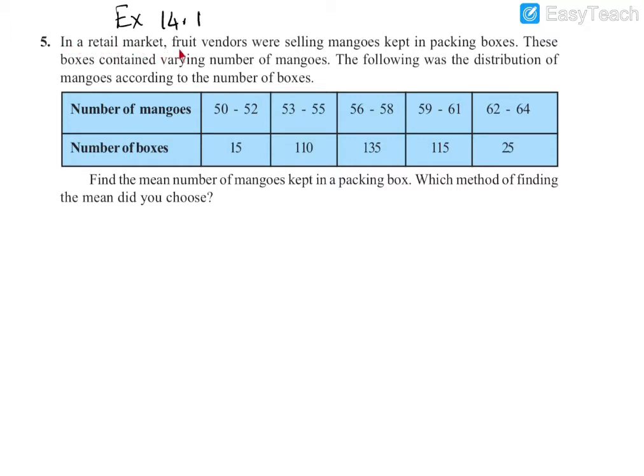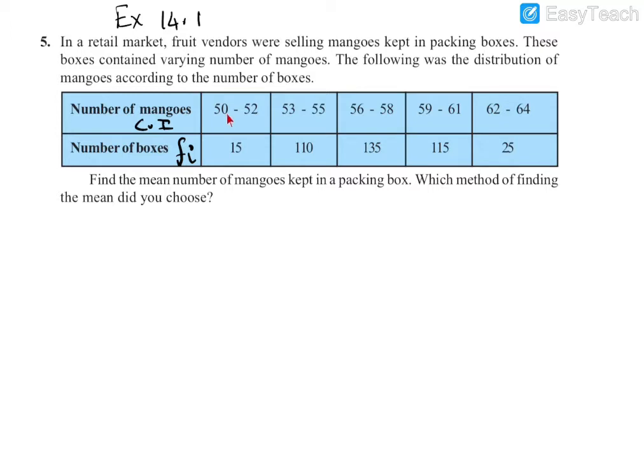In a retail market, fruit vendors were selling mangoes kept in packing boxes. These boxes contained varying number of mangoes. The following was the distribution of mangoes according to the number of boxes. So the first row here gives the class intervals of this data, which is number of mangoes in the boxes. The number of boxes are the frequencies. Find the mean number of mangoes kept in a packing box. Which method of finding the mean did you choose?